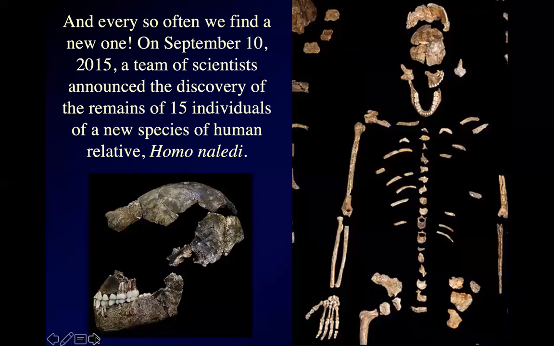Every so often, by the way, we find more. And remember, I said this earlier, we can test our hypotheses of how evolution has worked. And one way is by looking for more fossils. In 2015, there was the announcement of the discovery of the remains of 15 individuals of a species that was similar to humans, but not quite the same, named Homo naledi. You can see we're missing some of the face, but we've got most of the skull of Homo naledi and a lot of the postcranium, the part of the body that isn't the skull.